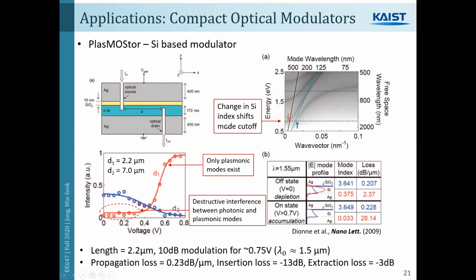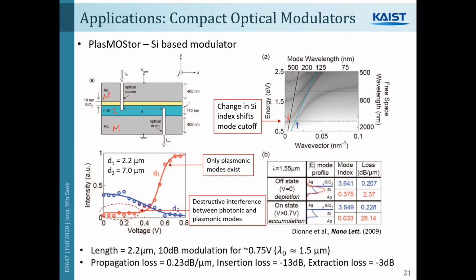And what else can we do with a plasmonic waveguide? We can think of compact optical modulators. This is sometimes called a plasmostor because it's like a plasmon plus a transistor. So the authors of this paper named it a plasmostor, a silicon-based modulator. And how it works is like this. You have basically an MIM waveguide.